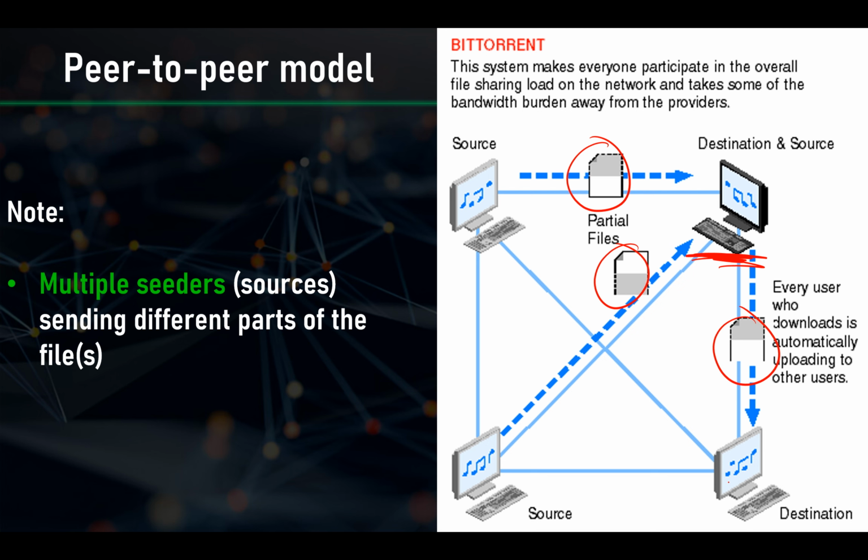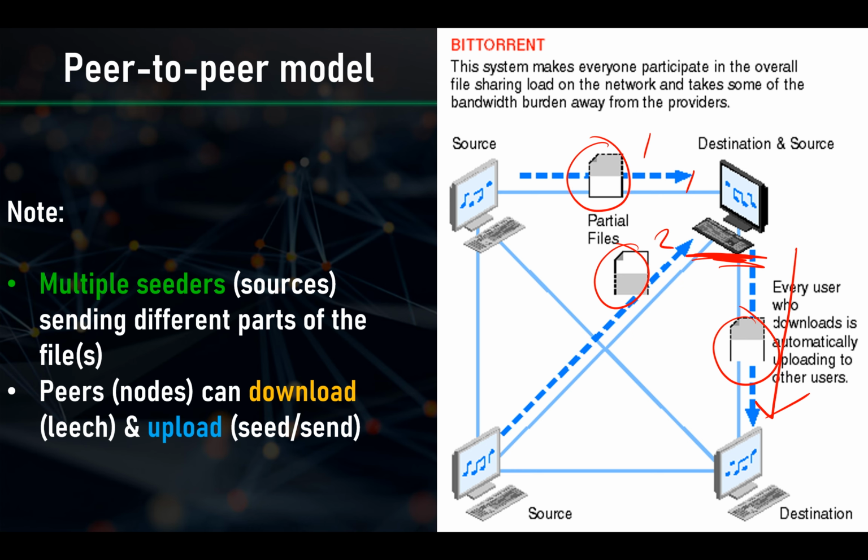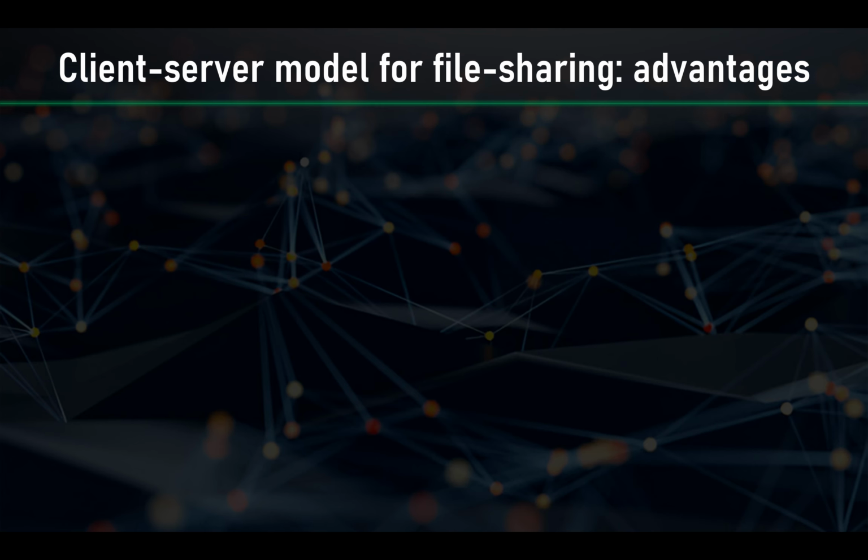Although actually, if we look at this one, I think there's a small mistake. So actually, this one here, 1 and 2, they're actually downloading. But if we look at the direction of the arrow, this one they're actually sending to someone else. So that's going to be another point. Peers can both download, leech, and upload, seed or send, simultaneously.